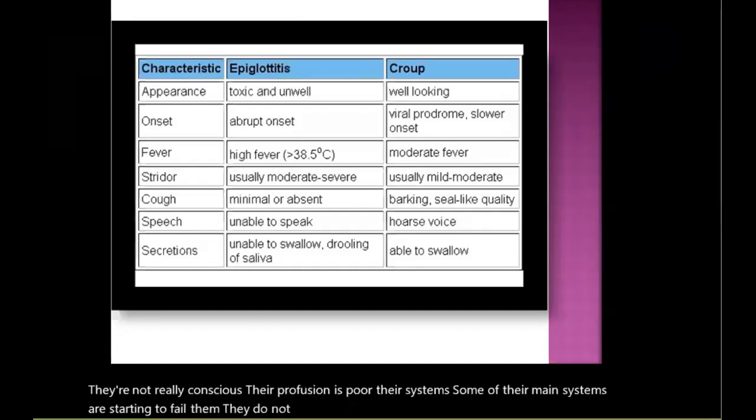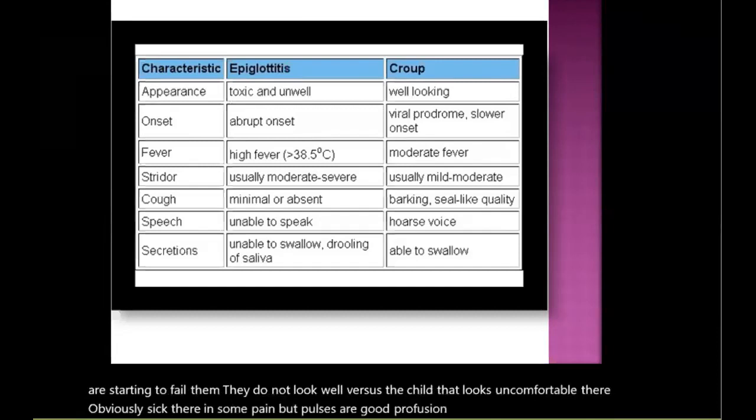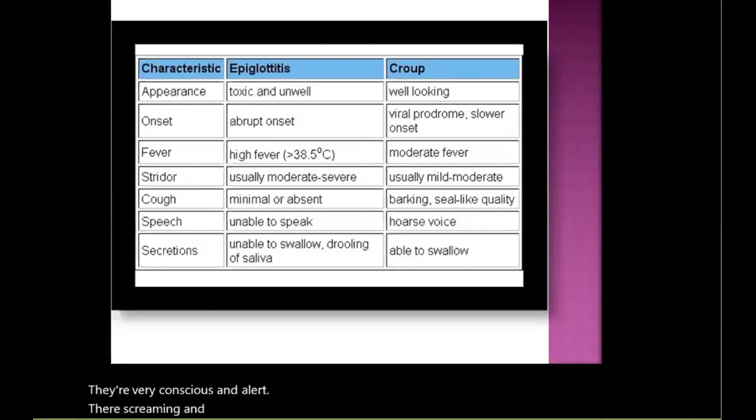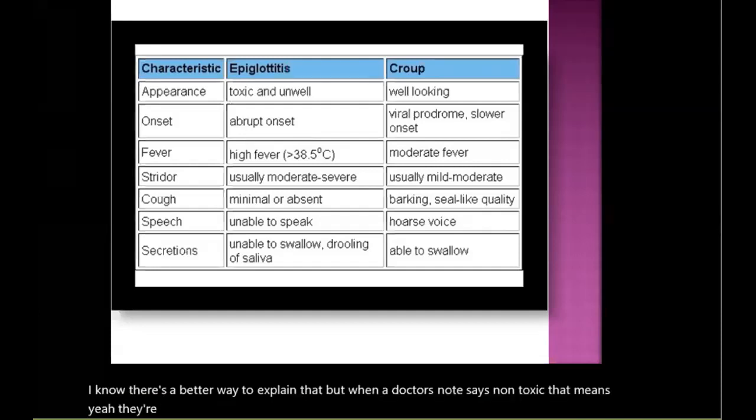Versus the child that looks uncomfortable. They're obviously sick. They're in some pain, but pulses are good, perfusion is good, vital signs are good. They're very conscious and alert. They're screaming and crying. That child versus that other child that really looks bad. I know there's a better way to explain that, but when a doctor's note says non-toxic, that means, yeah, they're sick, but they're all right for right now.